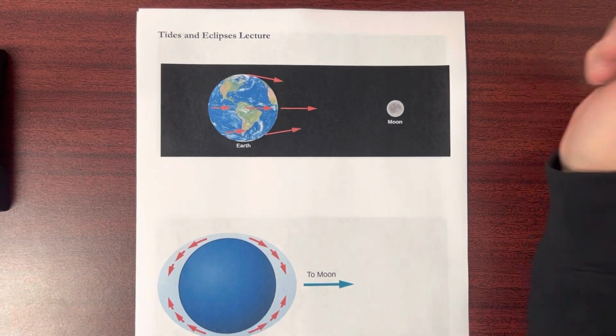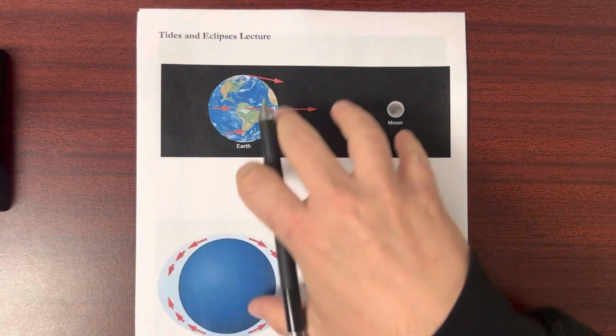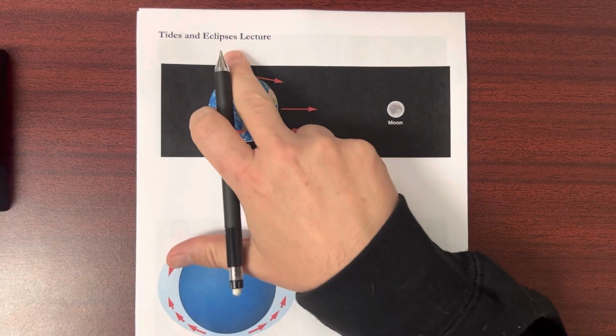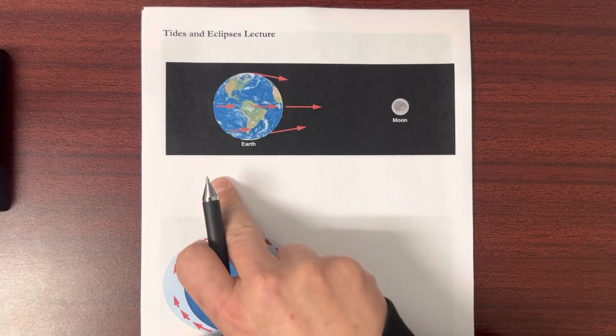Good morning. Today I'm going to be going over this tides and eclipses lecture with you. So I'm going to give you some basics on both of these topics in astronomy. And the first thing we're talking about are tides.